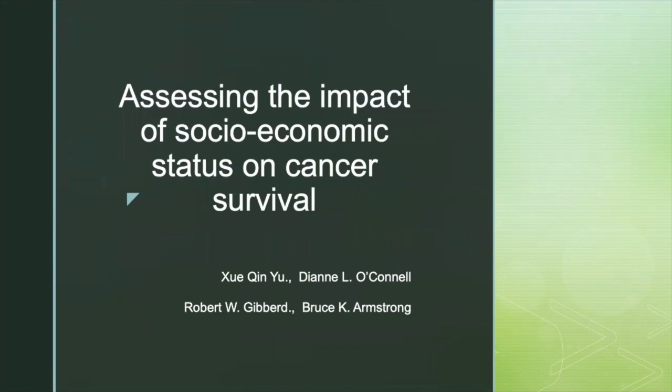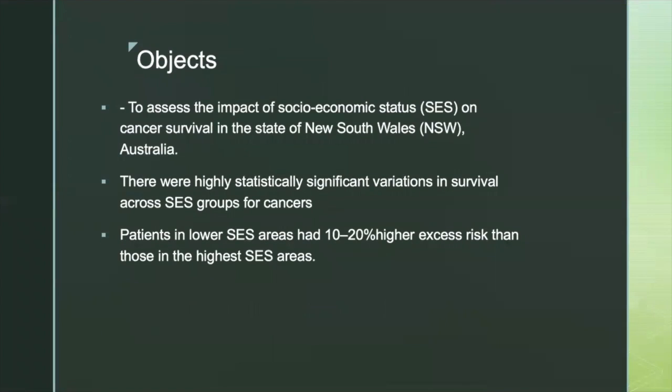Hi everyone, I'm going to discuss the association between social determinants and health inequality through the study I'm going to talk about. This paper aims to assess the impact of socioeconomic status on survival for 13 major types of cancers in the state of New South Wales in Australia.